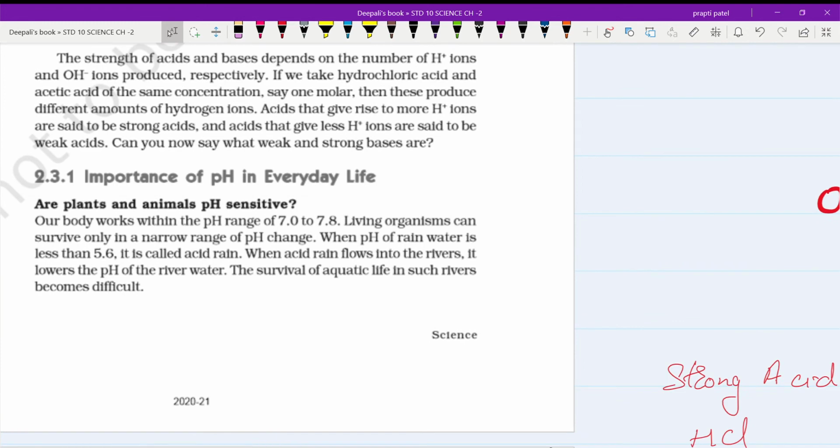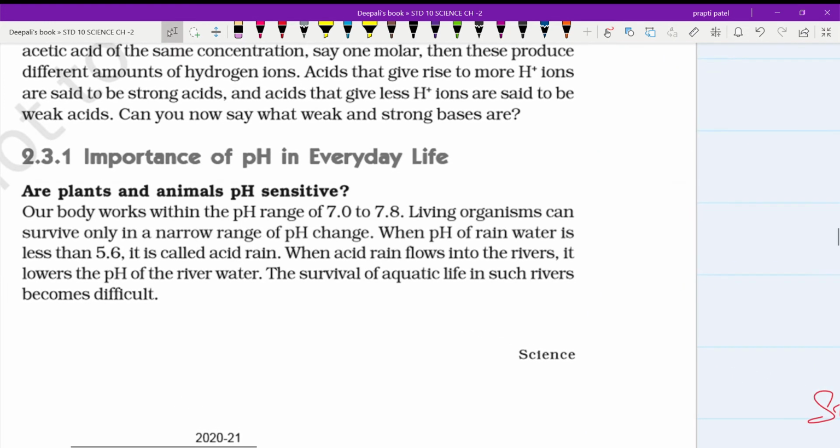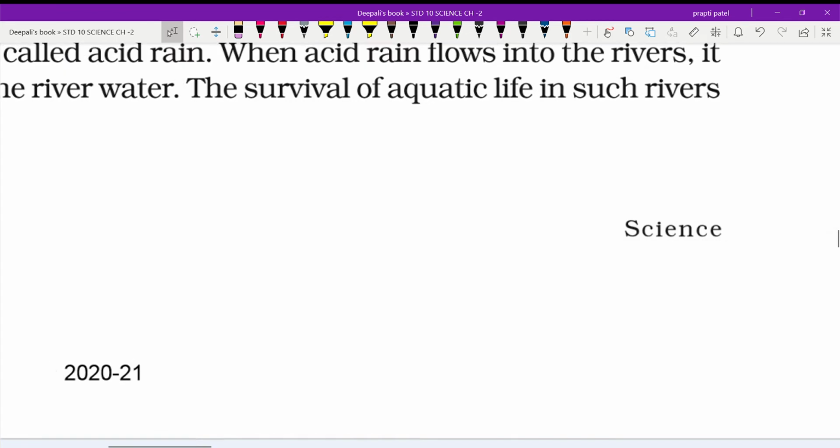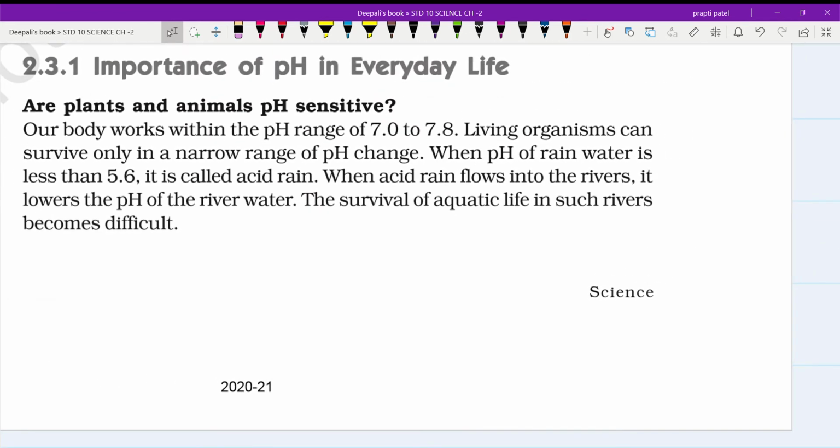Now let us see how pH is important in our daily life. Are plants and animals pH sensitive? Our body works within the pH range of 7 to 7.8. Living organisms can survive only in a narrow range of pH change. When the pH of rainwater is less than 5.6, it is called acid rain. This acid rain flows into the river. It lowers the pH of the river water. The survival of aquatic life in such rivers becomes very difficult. So the animals and plants are pH sensitive.